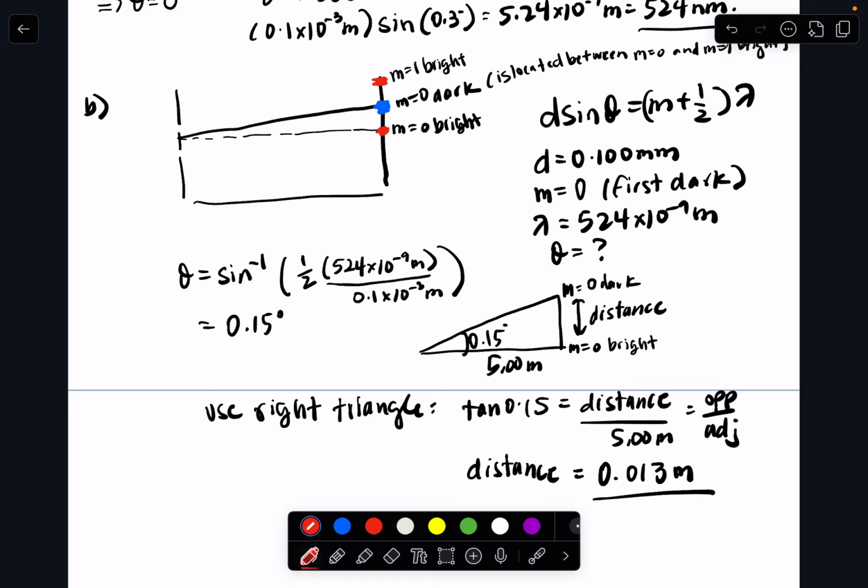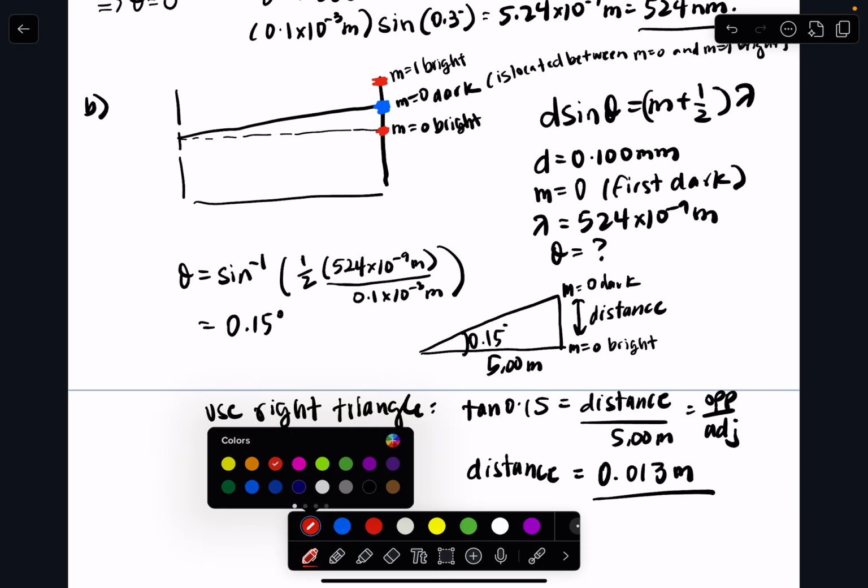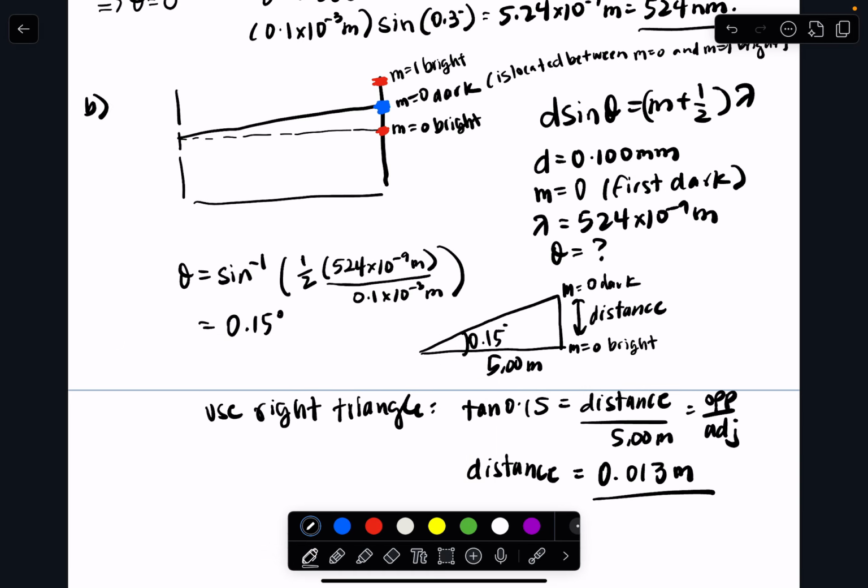Okay, I lost my black. There you are. Just wanted to write that a little bit better, right? Tangent of 0.15 degrees is going to give us the opposite over the adjacent. So we can solve for the distance. That becomes tan of 0.15 degrees times 5 meters. It's going to give us the distance, which is 0.013 meters.